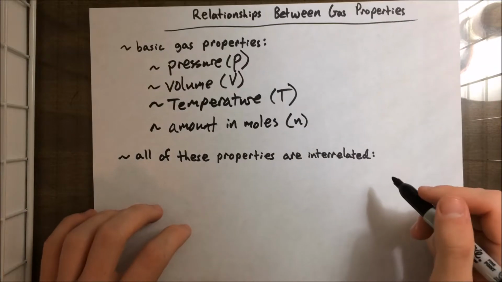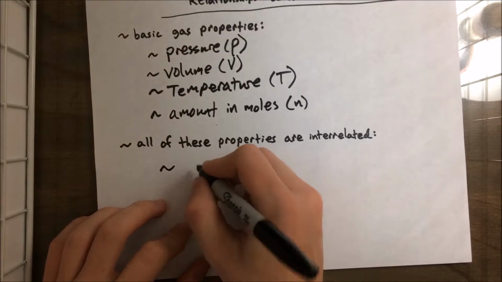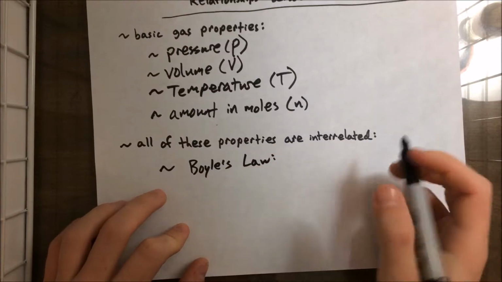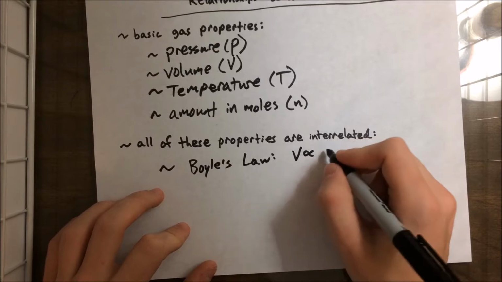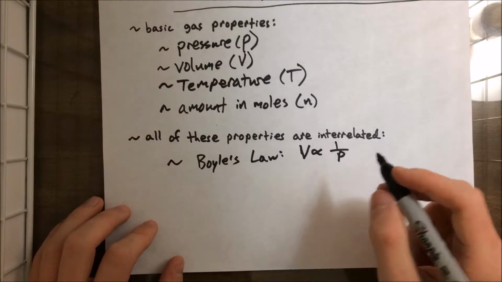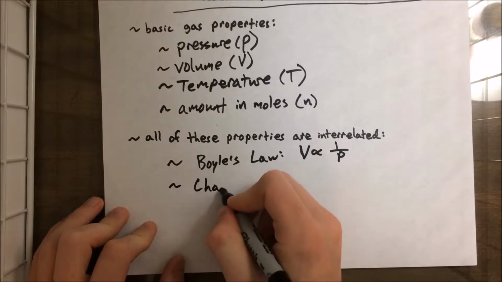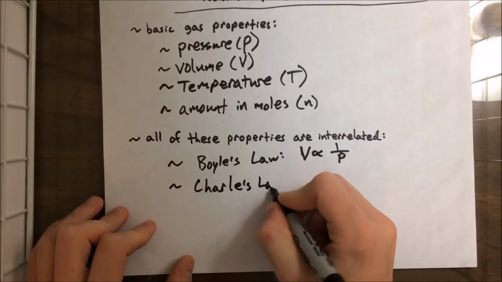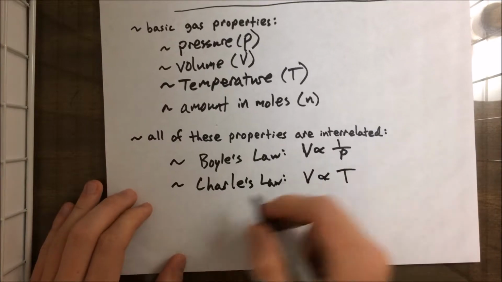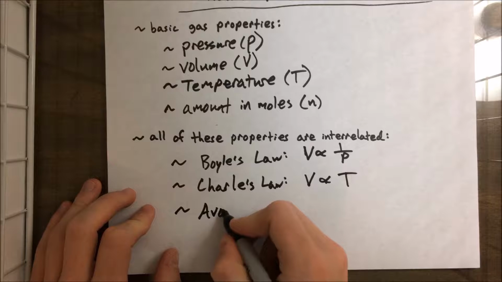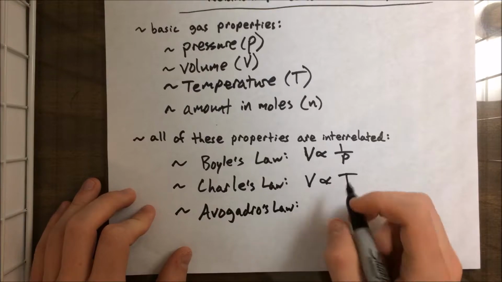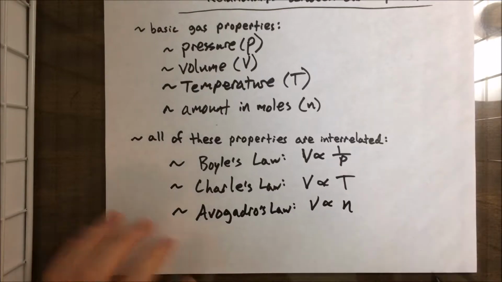All of these properties are interrelated with Boyle's law, which, as I showed before, deals with volume and pressure. Volume is inversely proportional to the pressure. Charles' law has that volume is directly proportional to the temperature, and Avogadro's law has that volume is directly proportional to the amount in moles.